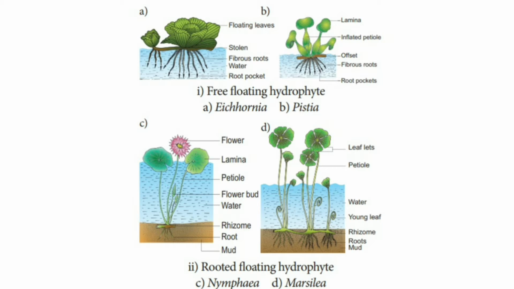The second picture is of the rooted floating hydrophytes. They are also called floating and rooted hydrophytes. In these plants, the roots are fixed in the soil and the leaves remain afloat due to the long petioles. For example, lotus and water lily. These are the pictures of free-floating and rooted floating hydrophytes. Here you can see the examples along with the pictures so that you can understand the differences between them.